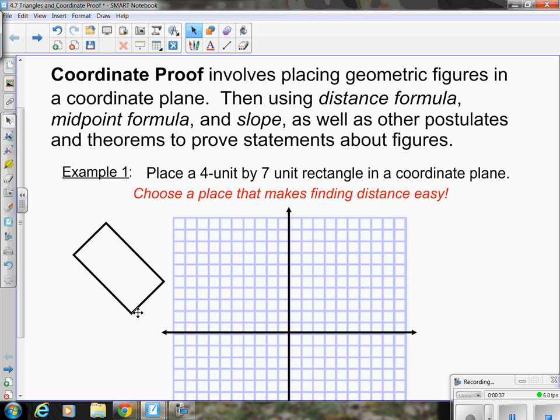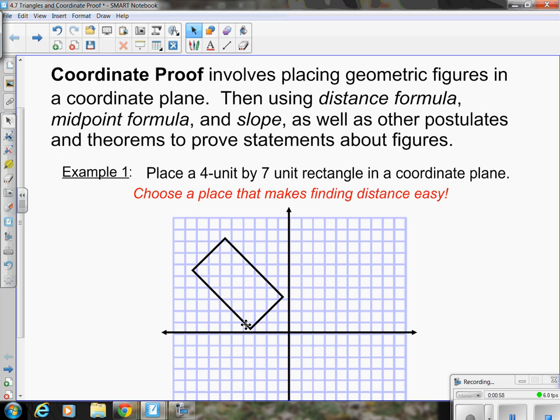It's actually a really powerful technique, and you can solve some pretty difficult questions using the coordinate proof. Our first example is just kind of a warm up. Place a 4x7 unit rectangle in the coordinate plane. So we want to choose a place that's going to make it easy.